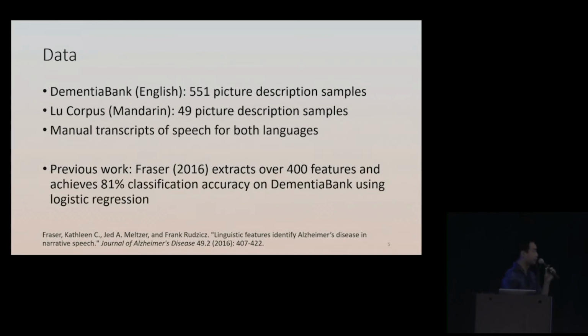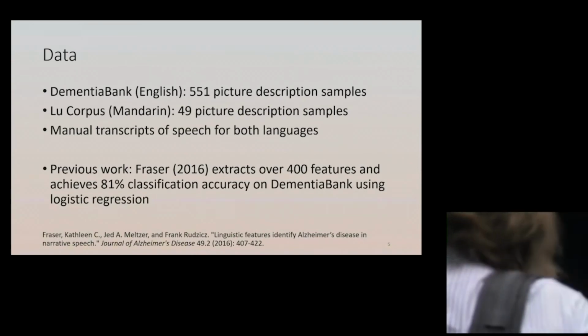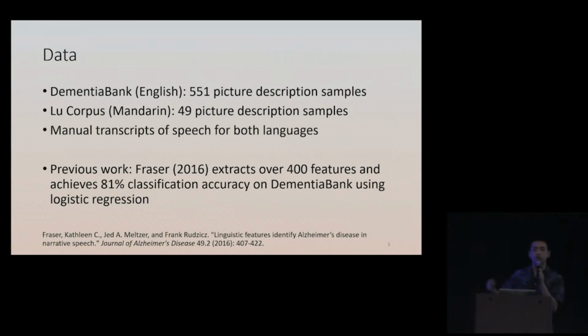Some previous work from a research group, Fraser 2016, extracted over 400 features on the English dataset and fed them into a logistic regression classifier. This gives you around 81% classification accuracy.